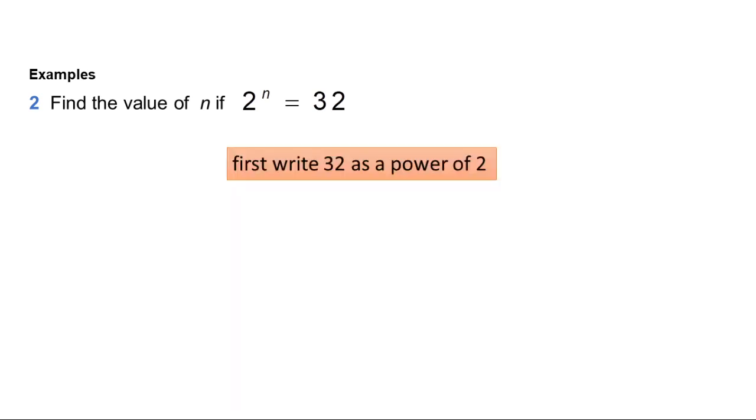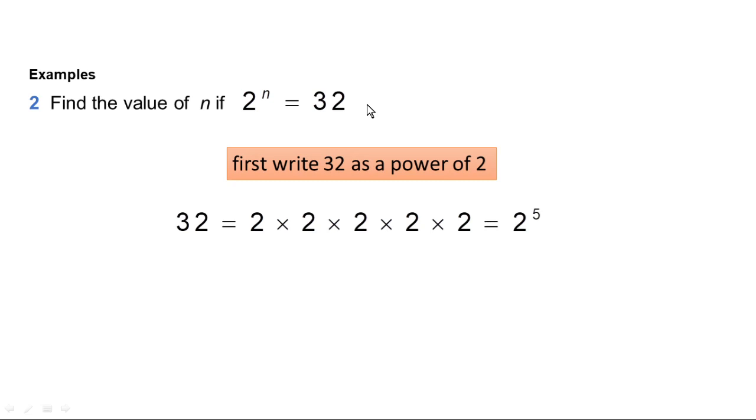Basically, write 32 as a power of 2. When I say write 32 as a power of 2, I am going to find out what should be the index of 2 so that it will become 32. I can also ask myself, how many times will I be multiplying 2 to itself so that it will become 32?